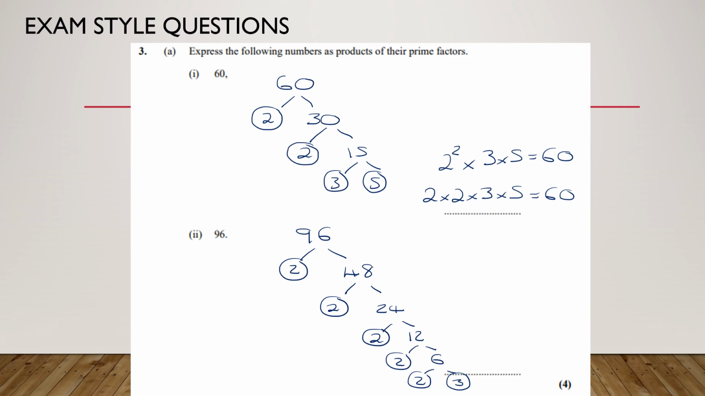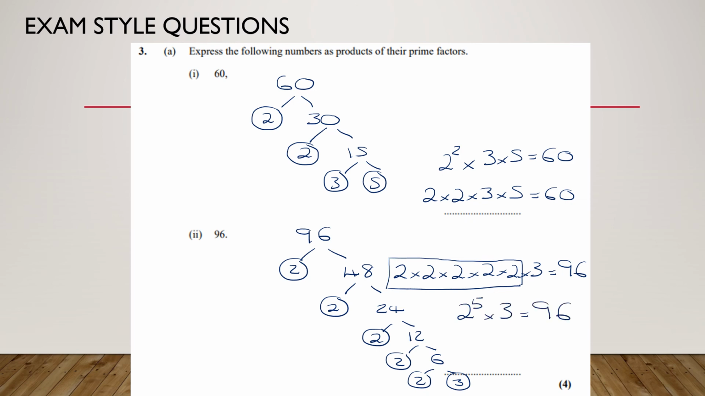So as a product of prime factors, 96 is 2 times 2 times 2 times 2 times 2 times 3 equals 96. Or in index notation, I've got 5 2's there. So I would be 2 to the power of 5 times by 3 equals 96. And that is how I express a number as a product of prime factors.